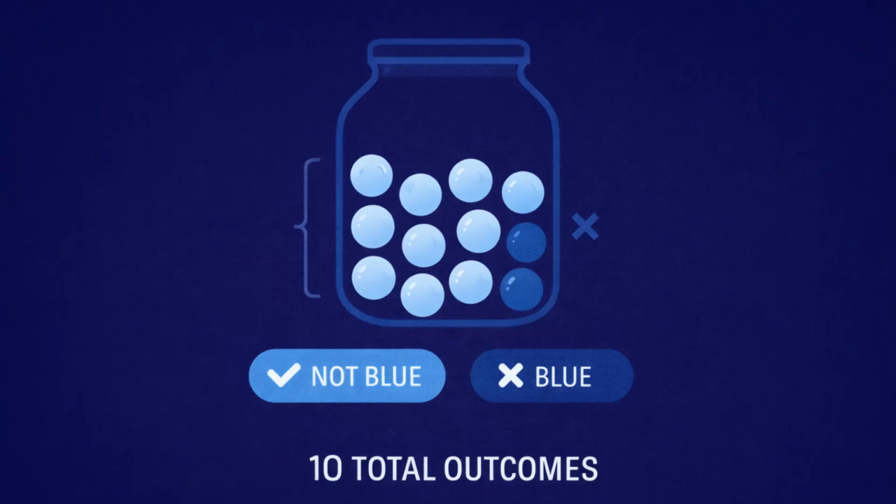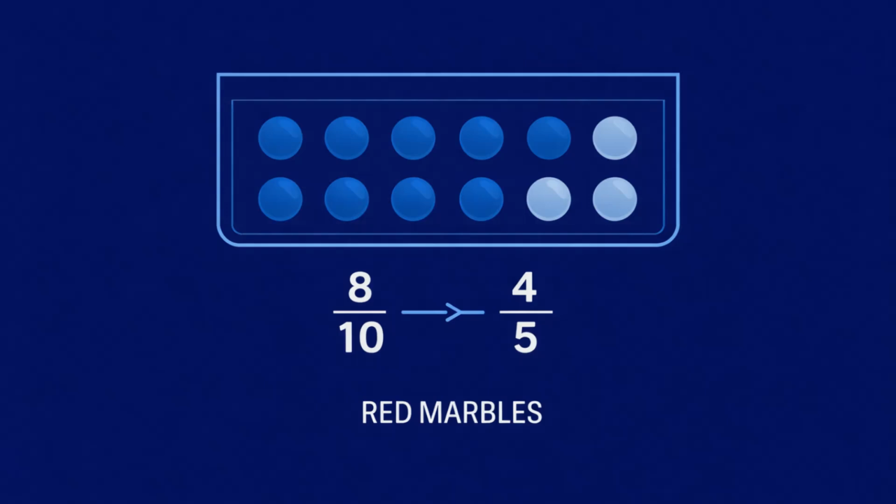Now let's look at a similar idea using a different context. Imagine a jar that contains 8 red marbles and 2 blue marbles. If one marble is selected at random, there are 10 marbles total, so there are 10 possible outcomes. Suppose we want the probability of not selecting a blue marble. First, notice that not blue means selecting a red marble. There are 8 red marbles, so there are 8 favorable outcomes. That gives 8 out of 10, which simplifies to 4/5.